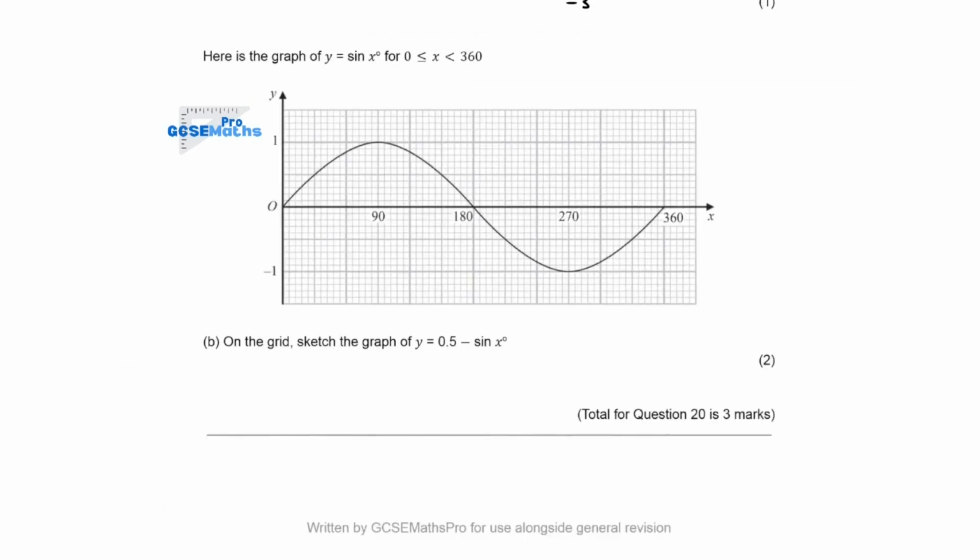Then we've got another graph transformation for part B. However, this is now obviously trigonometric graphs. So here is the graph of y equals sine x. As you can see, for a range of between 0 and 360 on the x-axis. On the grid, sketch the graph of y equals 0.5 minus sine x. Now, if you notice, this is actually 2 marks, whereas the other one was only 1. So here we've actually got 2 different transformations.